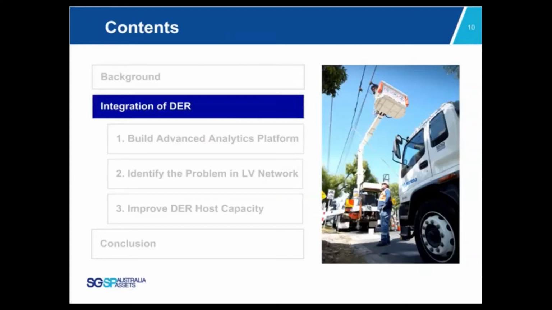So let's move to the second part, integration of DER, which includes 3 steps. First one, build an advanced analytic platform. Second one, identify the problem in the LV network. Third one, improve DER hosting capacity.